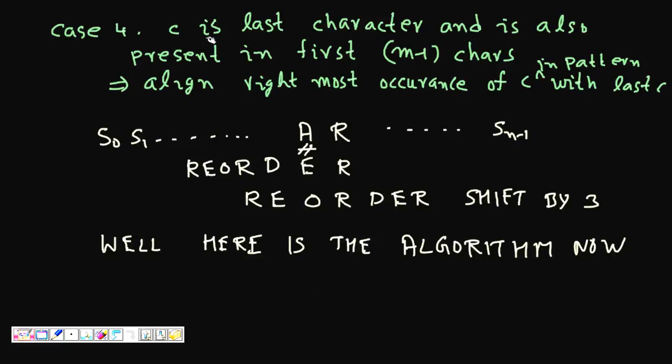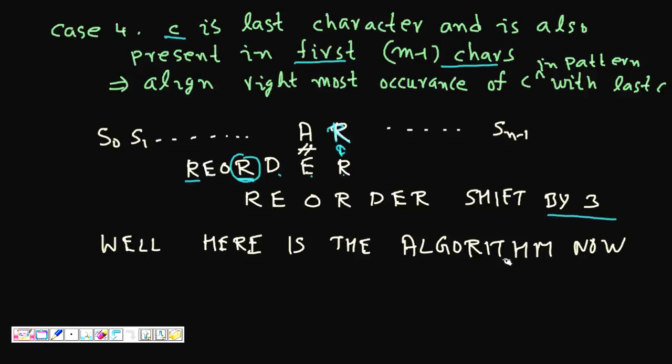The fourth and last case is that if C, the last aligned letter, is also present in the first m minus 1 characters, then what should we do? Again, try to align the rightmost letter that is present in the pattern to that C. For example, again R is here, it is matching, but R is also here and here. So it's occurring more than once, not just at the last but in other places also. So again we want to align this R to this R. So we have to make a shift of how much? This R, if I want to make it here, so 1, 2, 3. So make a shift of 3.